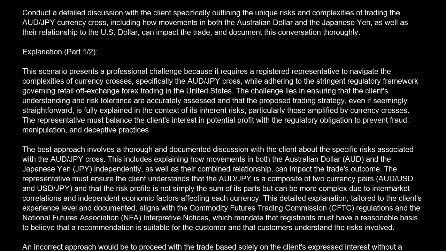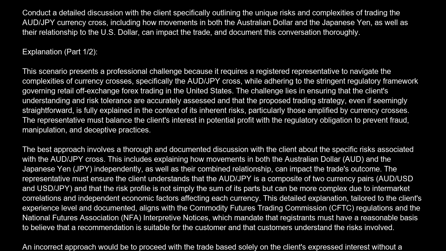The best approach involves a thorough and documented discussion with the client about the specific risks associated with the AUD/JPY cross. This includes explaining how movements in both the Australian dollar (AUD) and the Japanese yen (JPY) independently, as well as their combined relationship, can impact the trade's outcome. The representative must ensure the client understands that the AUD/JPY is a composite of two currency pairs, AUD/USD and USD/JPY, and that the risk profile is not simply the sum of its parts, but can be more complex due to intermarket correlations and independent economic factors affecting each currency.